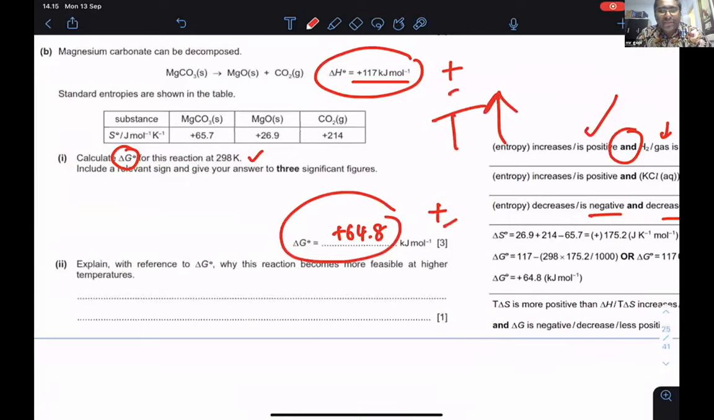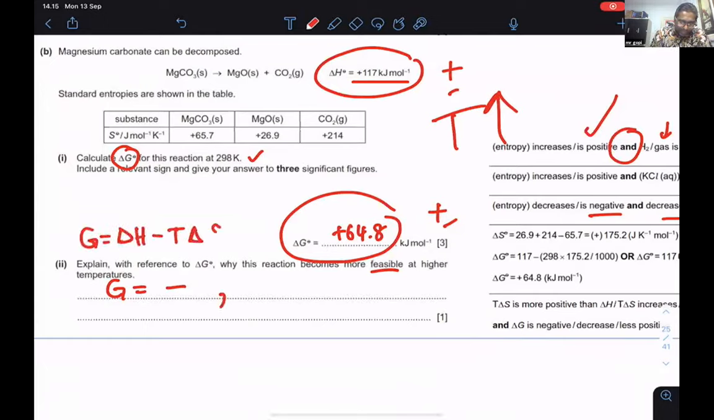Now, they say the reaction becomes feasible at high temperature. Of course, because if it is going to be feasible, I'm only going to get a negative value of Gibbs free energy under what condition? The condition is that Gibbs free energy is delta H minus T delta S. My delta H value is positive here. If you have a higher temperature, this entire T delta S value should be greater than 117. It should be greater than 117, because 117 minus maybe 118, you will get negative one.